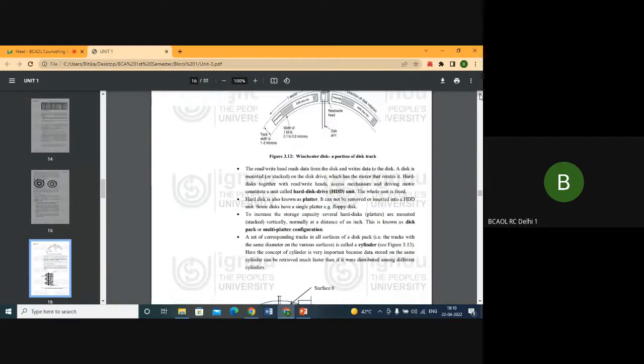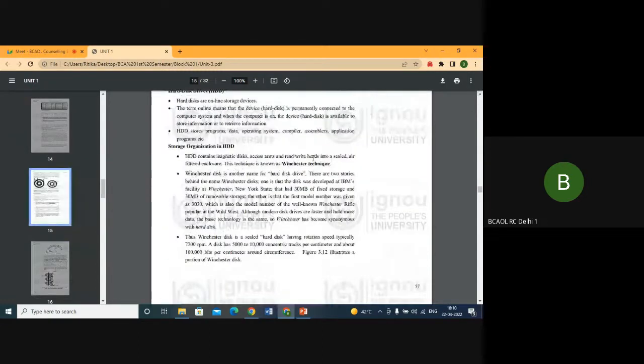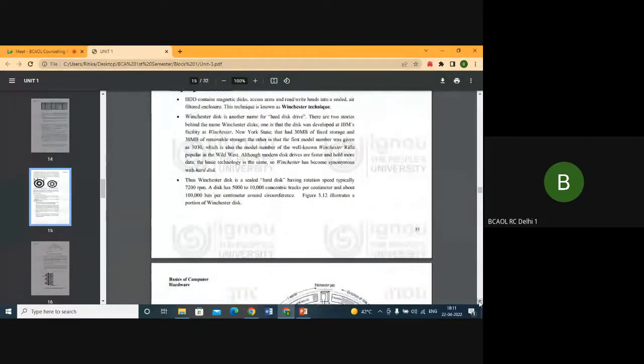So the hard disk contains the arm and the read-write head inside a sealed, air-filtered enclosure. So it is sealed inside. You cannot see the disk actually. If you buy a hard disk, can you see the disk? No. The outer container is there. It is sealed inside. So this technique is known as Winchester technique, where your disk is sealed inside, and inside it will have a number of disks and the arm, and that technique is known as Winchester.